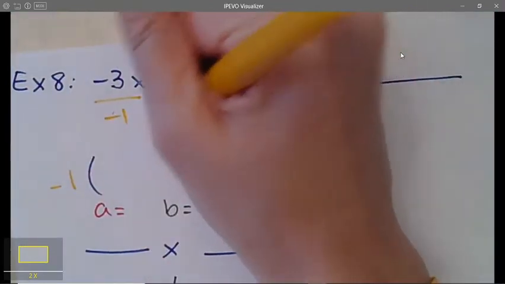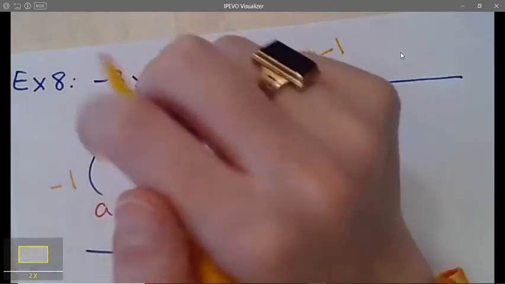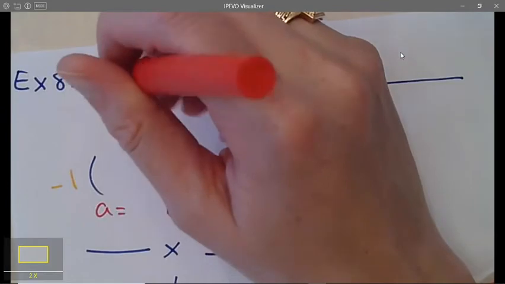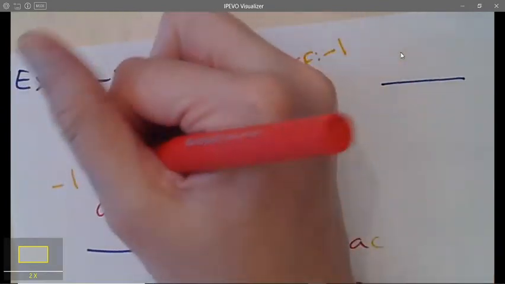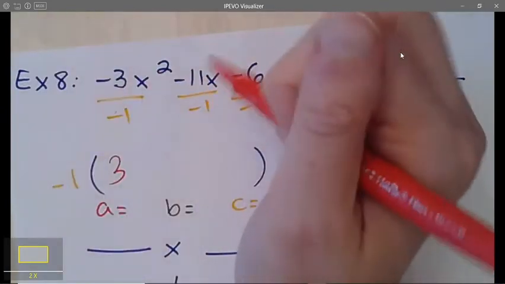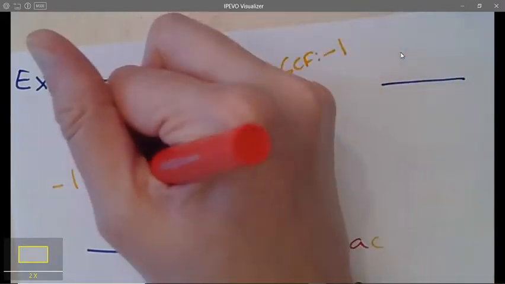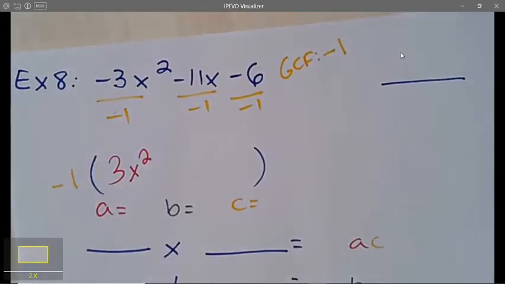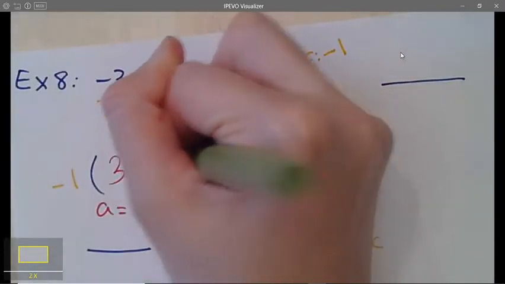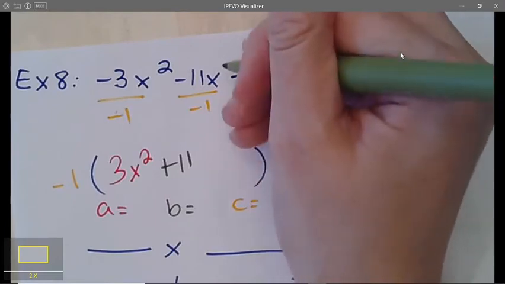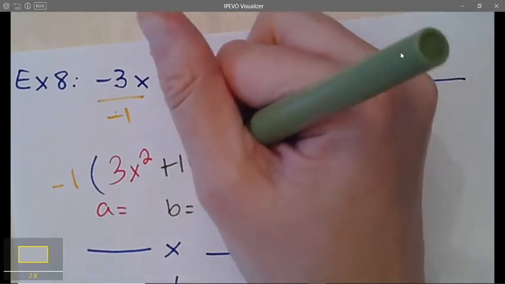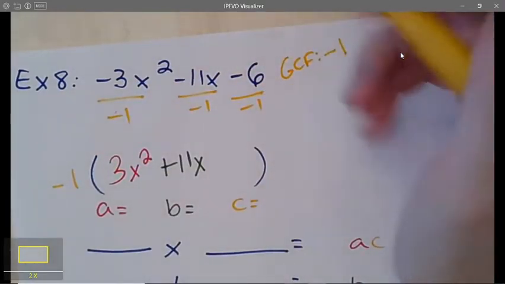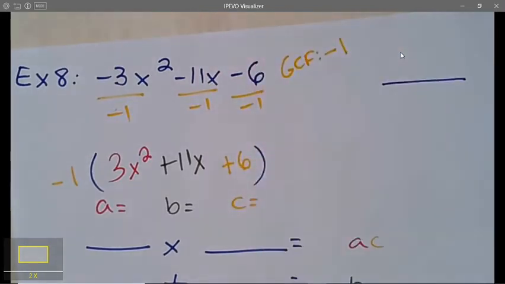I'm going to divide all 3 terms by a -1. So -3x squared divided by -1 is +3. I don't have anything to divide the x squared by, so I'm going to bring it on down. -11 divided by -1, well, that is +11, and I don't have anything to divide the x by, so again, I will simply just bring it on down. And then -6 divided by -1, well, that will be a +6.